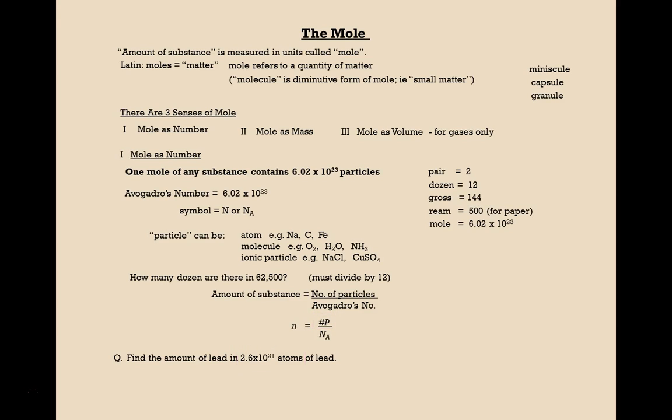We can use the formula as is, and we'll simply write it down here. Put in the numbers. Notice how the word atoms cancel out, and the final unit, which should be moles, is actually moles. Here's our answer, 4.3 times 10 to the minus 3 moles of lead.